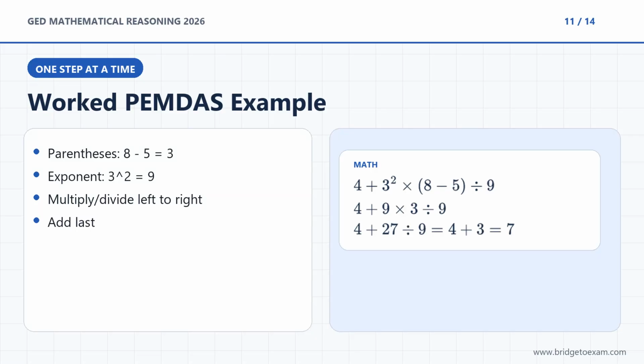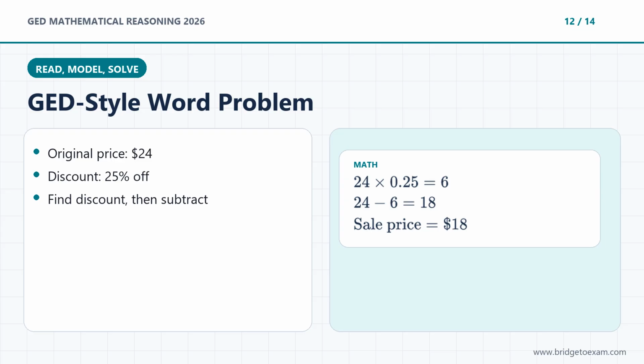Now let us solve this expression carefully. First, do the parentheses. 8 minus 5 is 3. Next, do the exponent. 3 squared is 9. Then multiply and divide from left to right. Finally, add.